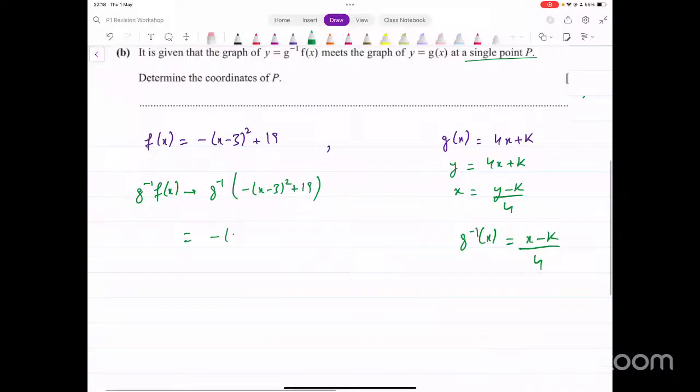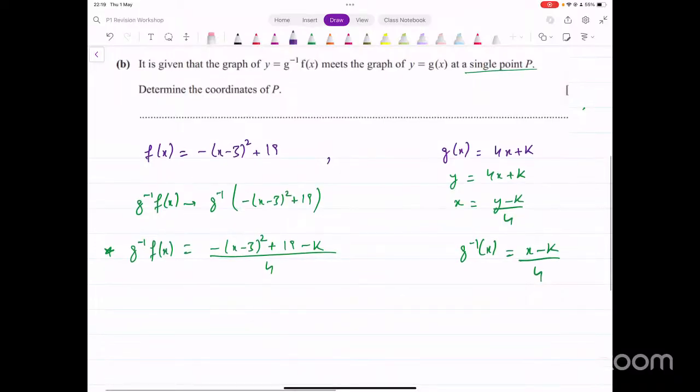So that's minus 2 times (x minus 3) whole square plus 19 in place of x here, minus k divided by 4. This is the function g inverse of f of x. Now this is one expression, one function, g inverse of f, that they're talking about. And the other function is g of x. This is the other function that they're talking about.